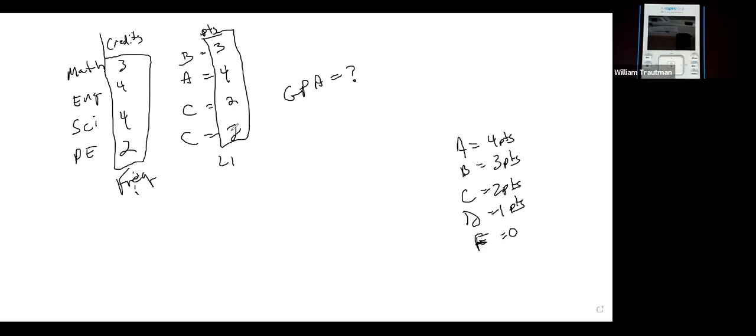You got a B and the frequency of the B is 3. The credits of B is 3. So we're going to type that in. The 3, 4, 2, the L1 is going to be in the first list, and then the credits, which will be frequency, will be in the second list. So I'm going to type both of those in.